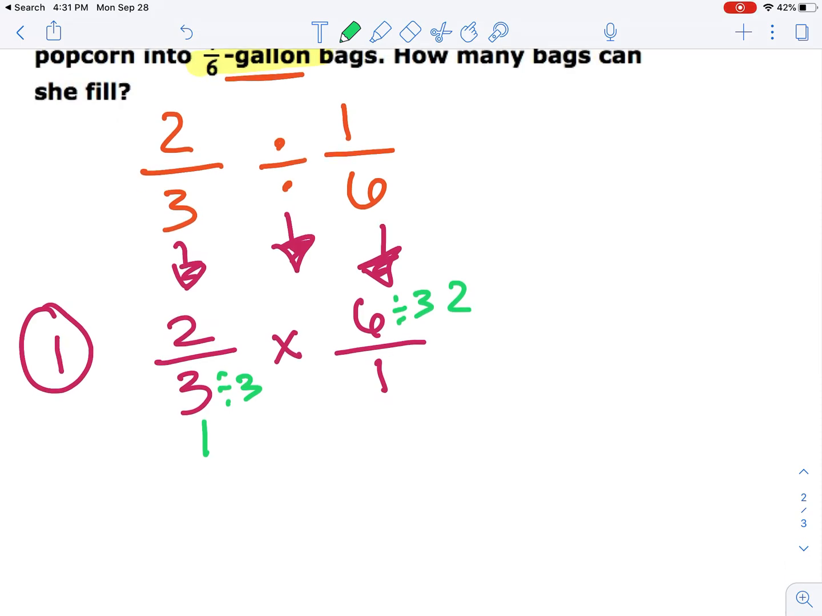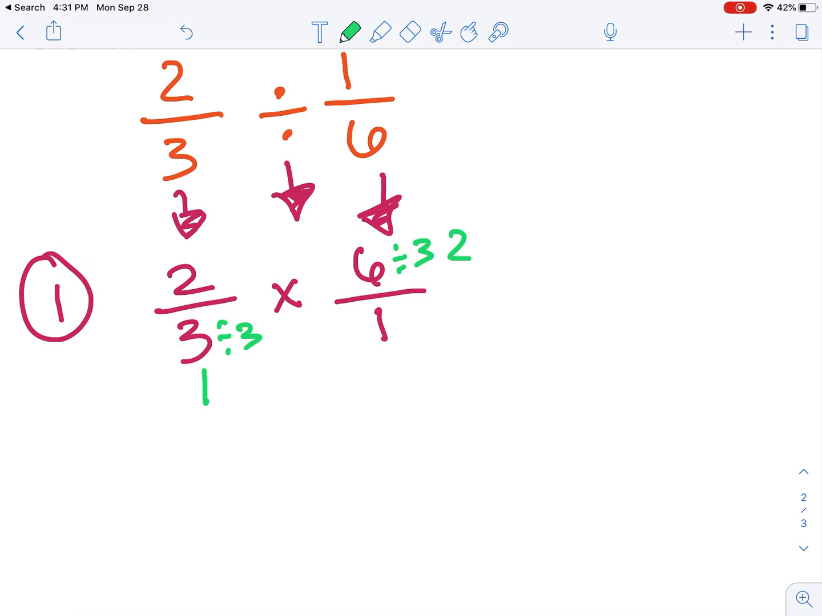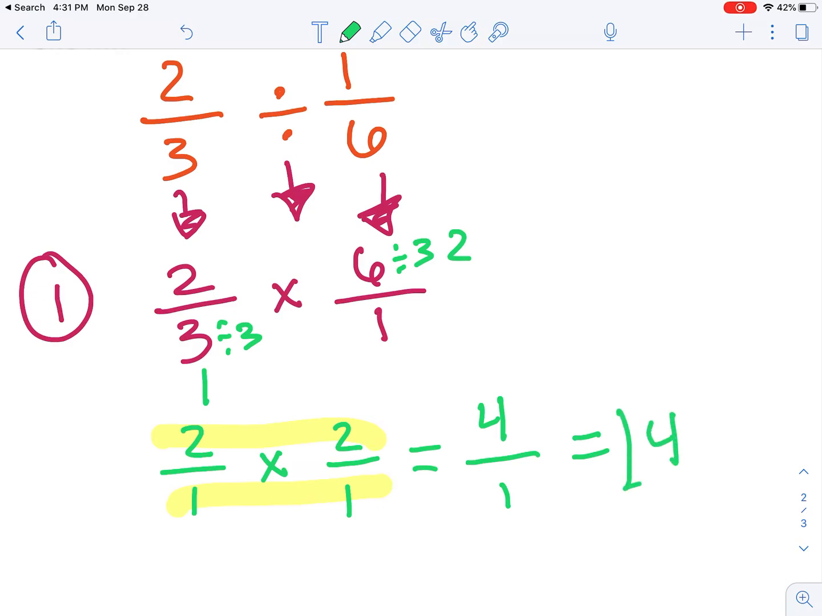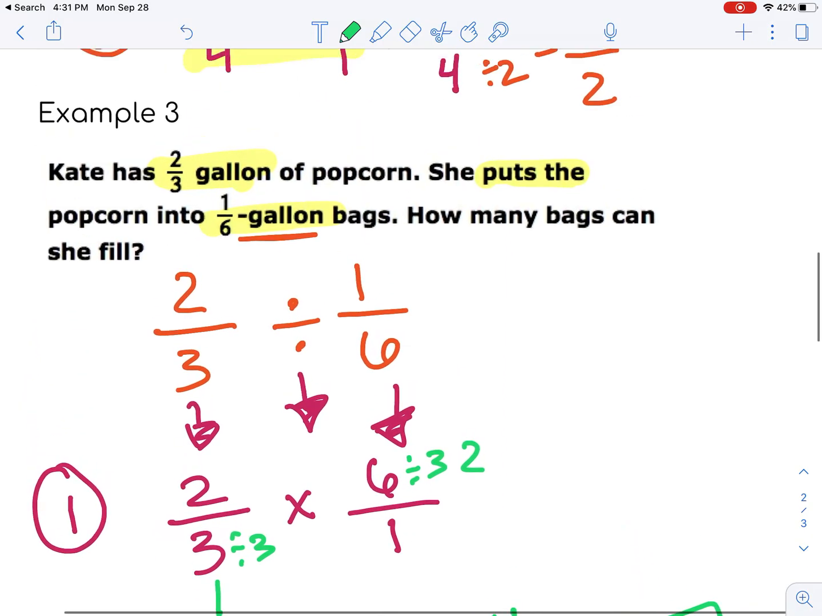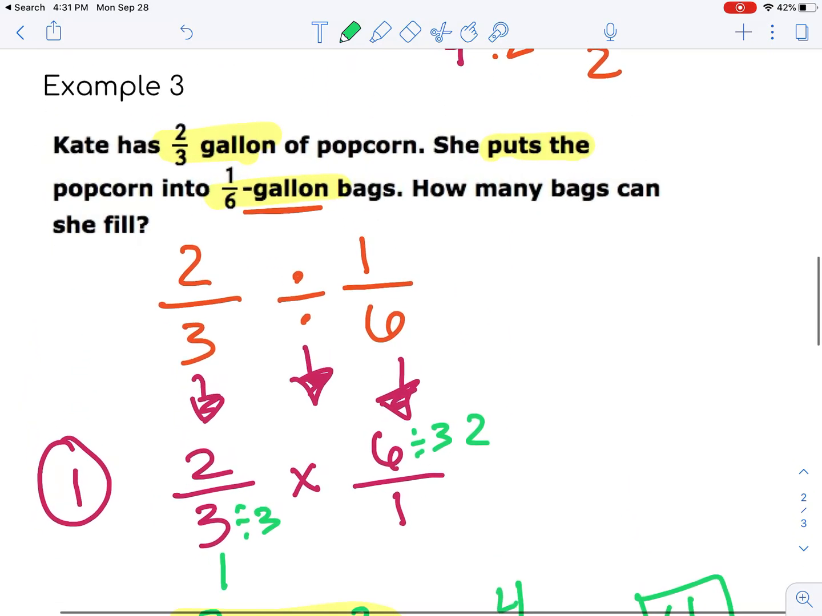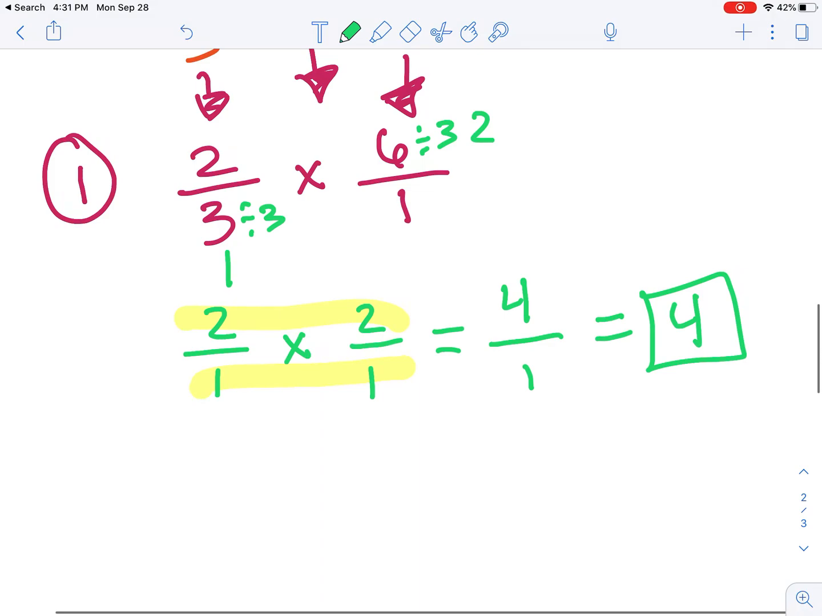I'm going to rewrite this out just so it's a little bit less messy. So instead of 2/3, I'm now going to have 2/1, and instead of 6/1, I'm now going to have 2/1. And now I can just multiply straight across. So I have 2 times 2, which is 4, and 1 times 1, which is 1. So my answer here would be 4, because that is saying I have 4 wholes. So the answer to my question is I can fill 4 bags of popcorn.